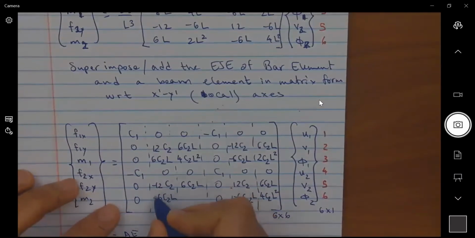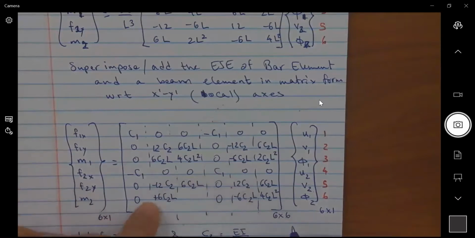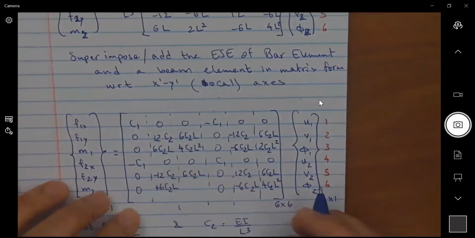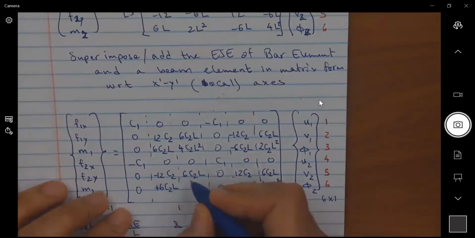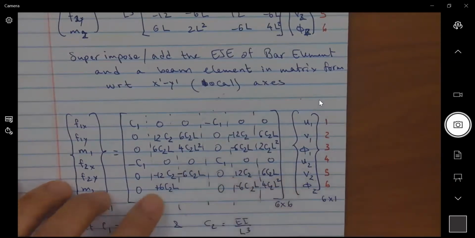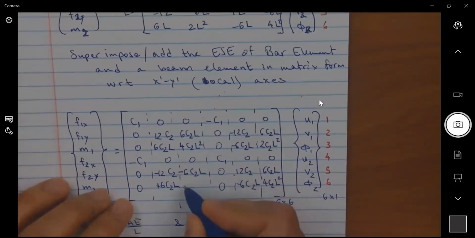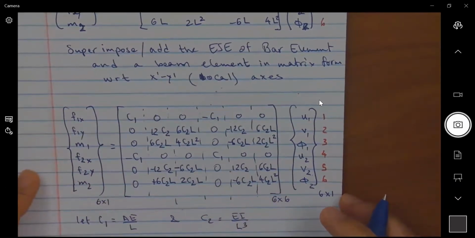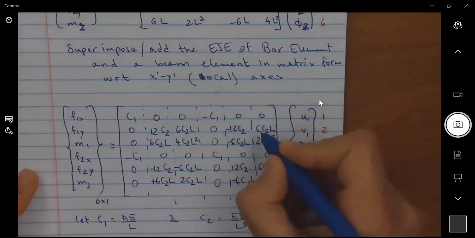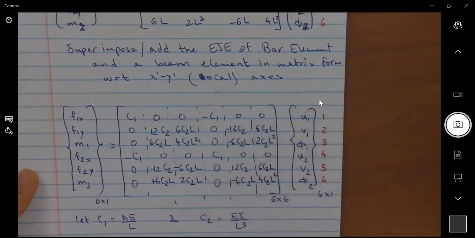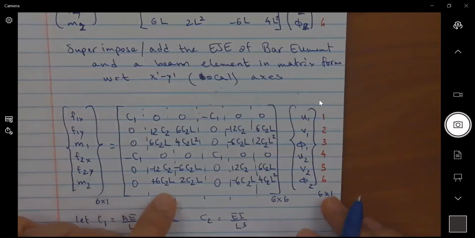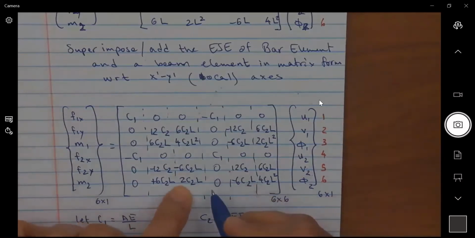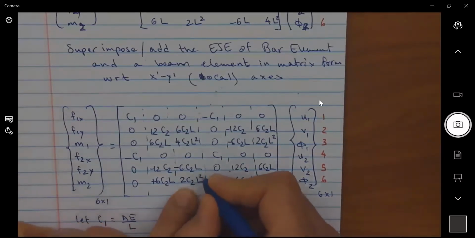I'm sorry, this is a plus. Yeah, this is going to be plus and plus. This is going to be minus. So this is minus and this is plus. And 2 C2L. Here I have 6 C2L, minus 6 C2L. Here it's the minus 6 C2L and plus 6 C2L. You have another 6 C2L, minus 6 C2L. 2 C2L squared.